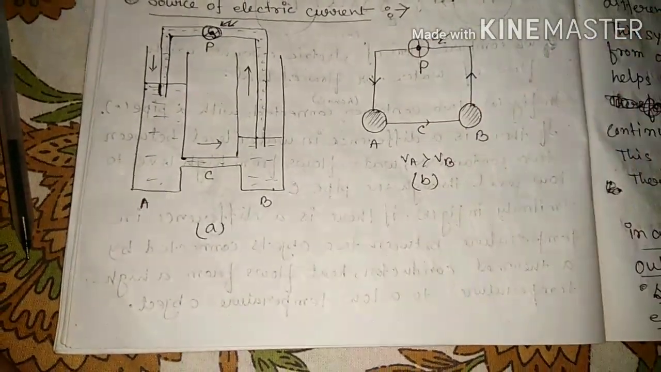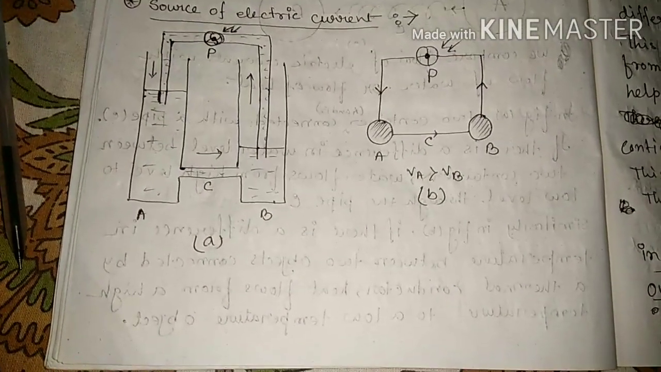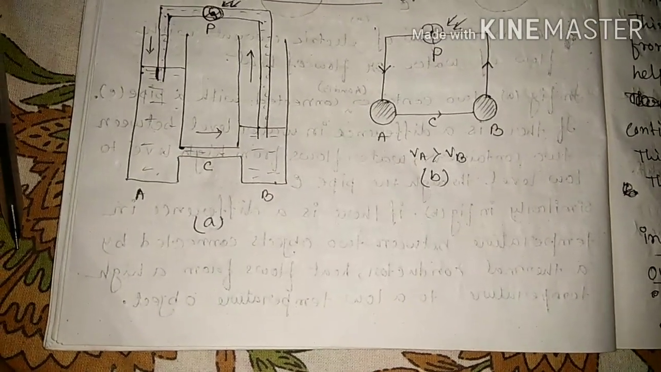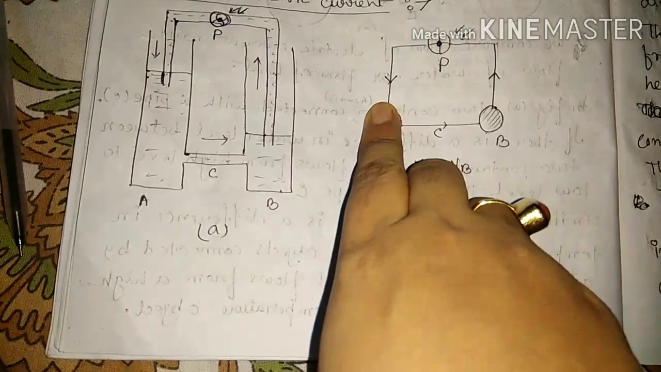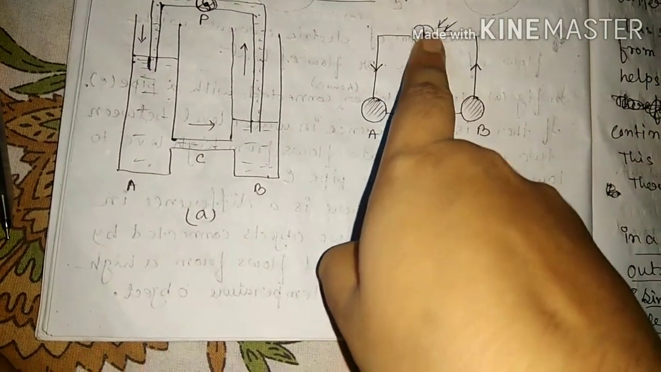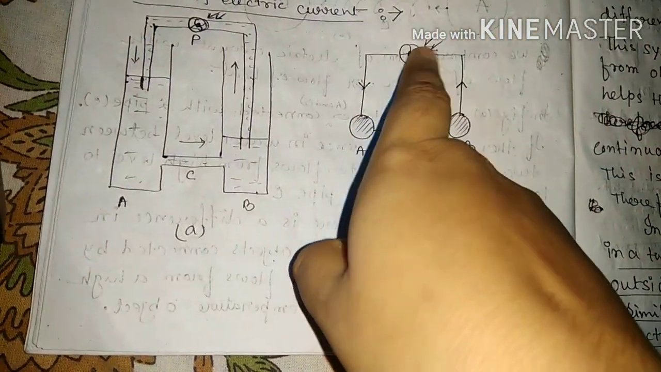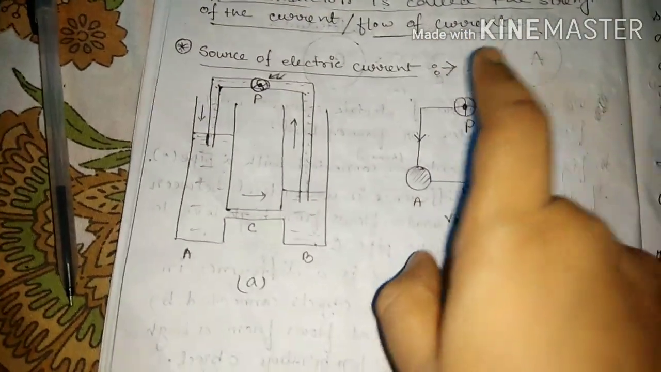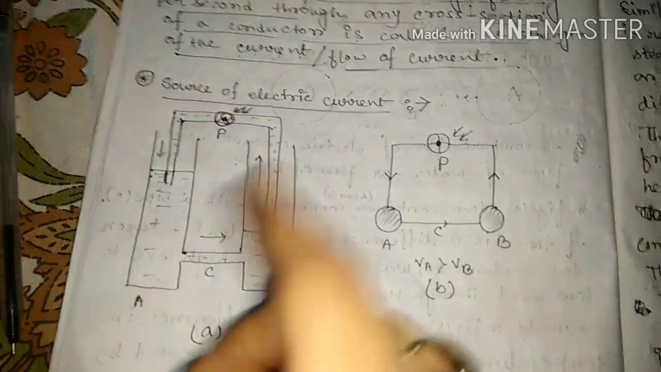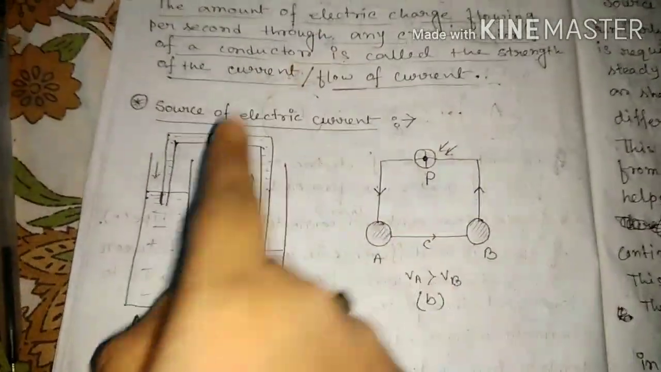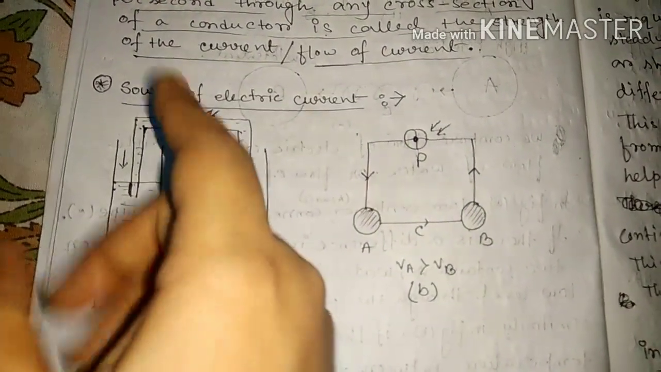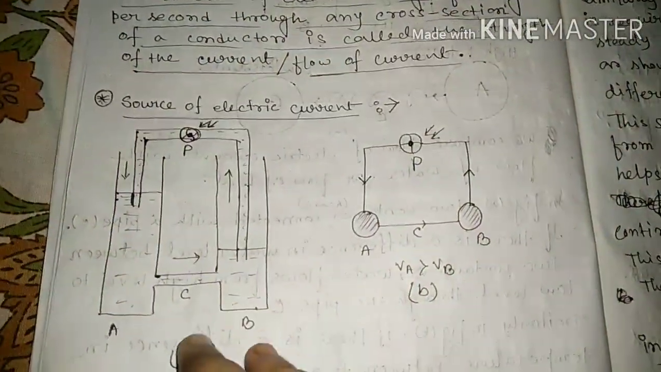So what is the function of this system? This system continuously transmits the electric charges from B to A, and external energy helps the system do this work. This system needs some energy from outside to run, and that external energy is the source of electricity. In the water case, the external energy which runs the pump, and because of which we get a continuous flow of water, is called the source of water flow.